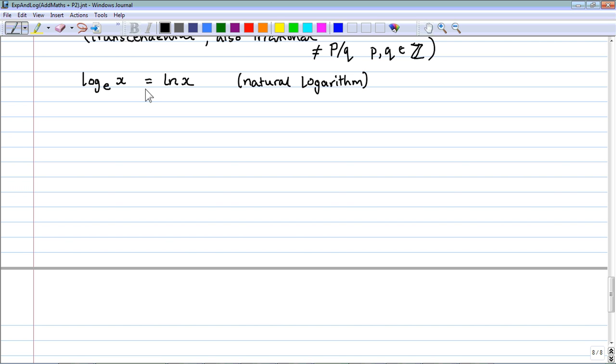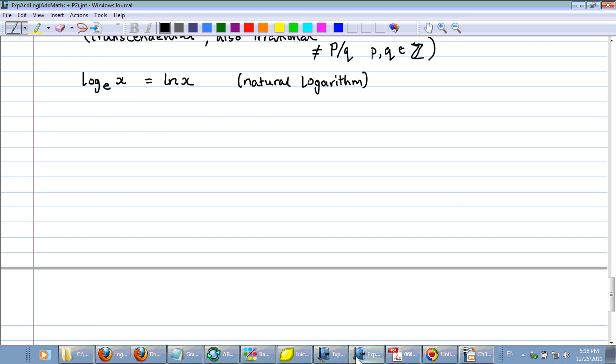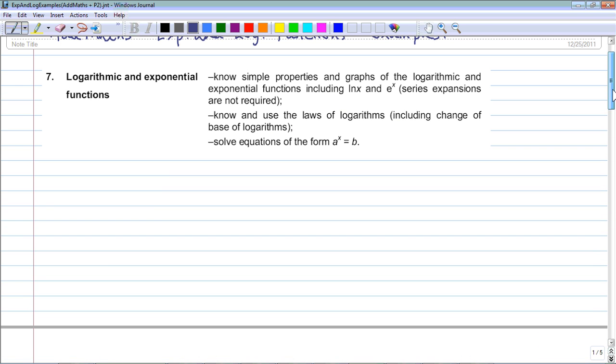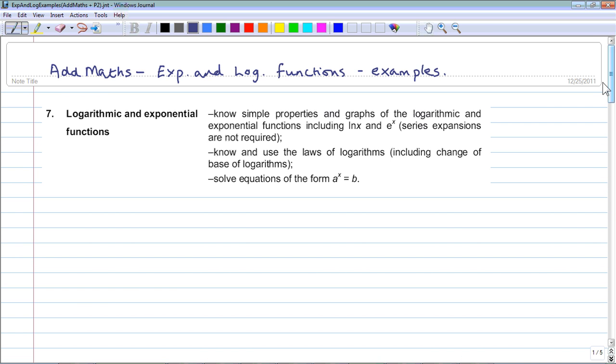Okay, let's now look at a couple of examples of exam questions to see how these ideas are used in practice. So I'm switching over here to another note file. First of all, what does it say in the syllabus? It says you should know simple properties and graphs of the logarithmic and exponential functions, including ln x, or natural log x, and e to the x. Series expansions are not required, so if you don't know what that means, it doesn't matter.